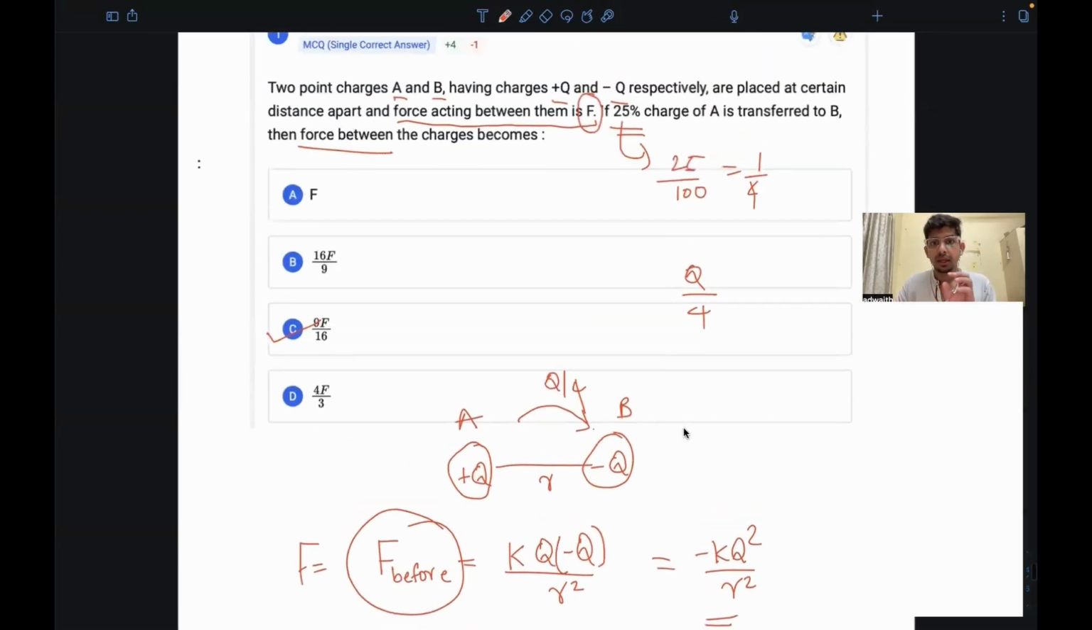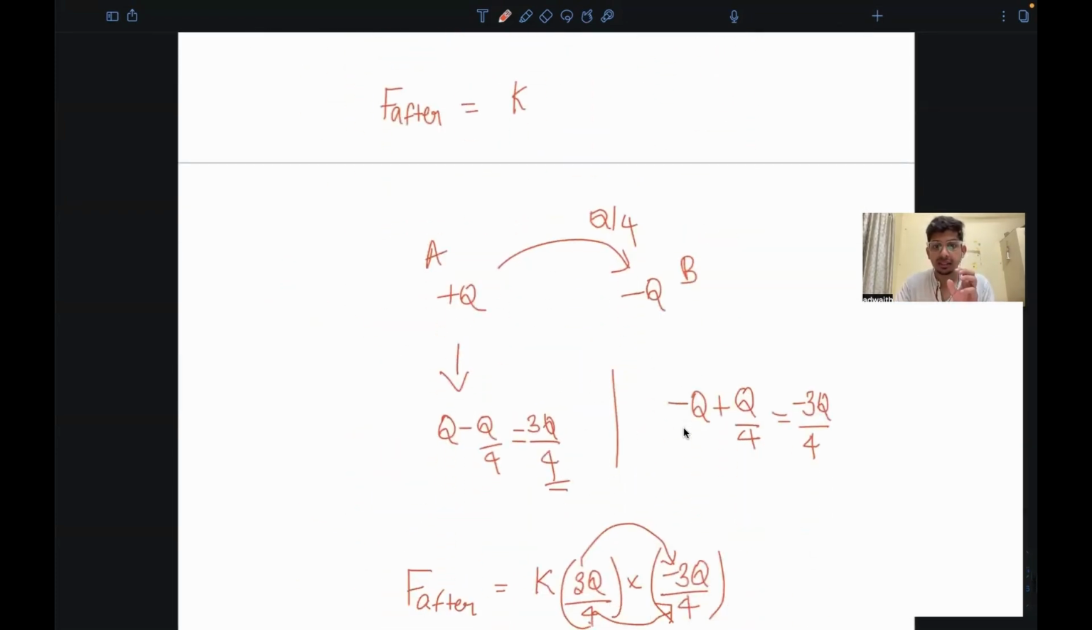Now, once I transfer the charge from here to here, how much charge am I transferring? Q/4. So this charge lost Q/4 and this charge gained Q/4. We can simply add and subtract. Subtracting here, you will get 3Q/4. Adding here, you will get minus 3Q/4.